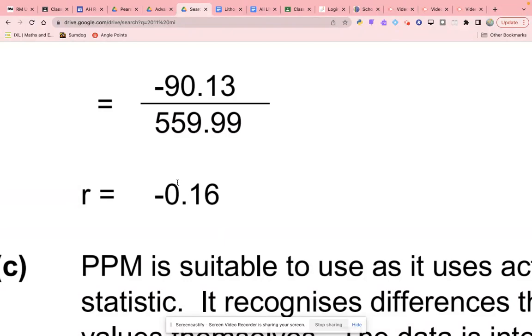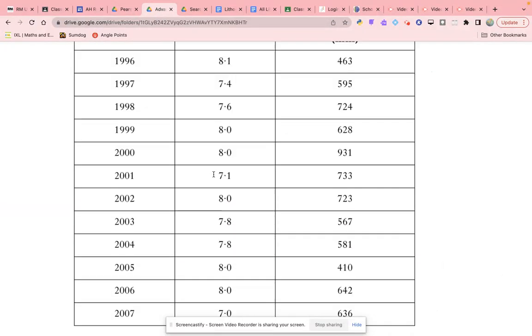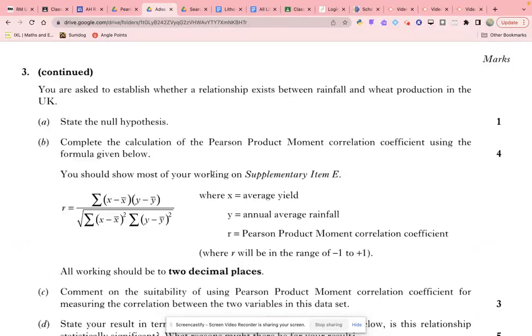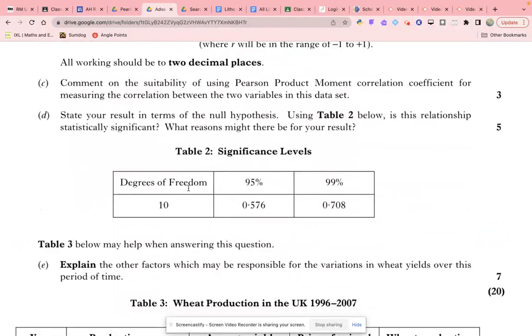And I would say it's a strong relationship, but it's not. So we have a weak one. Final part is to look at our table of critical values, which they will always give you. Here we are. Now, they've called them degrees of freedom here. Let's just ignore that and just think of this as critical values.